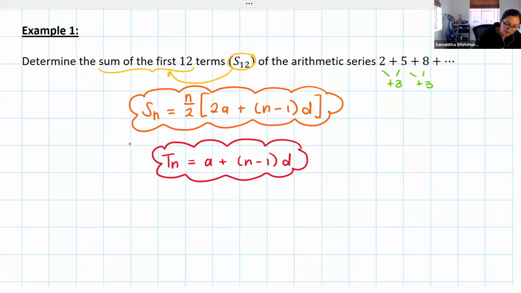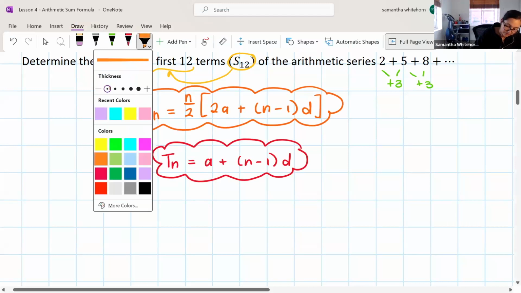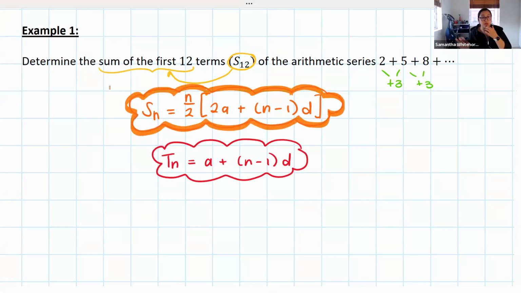Right, but the formula I want us to focus on right now is the sum formula, because obviously we've been asked to determine the sum of. Now guys, this formula is on your formula sheet, so is the Tn formula.